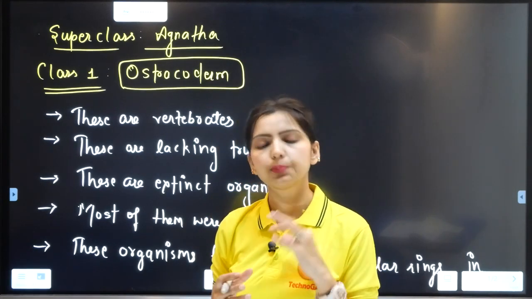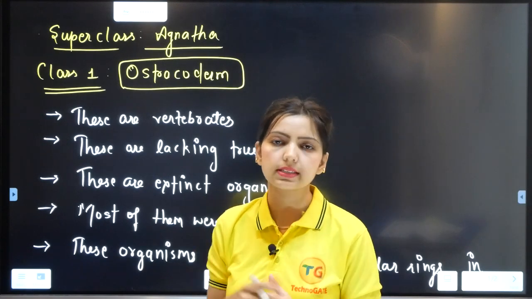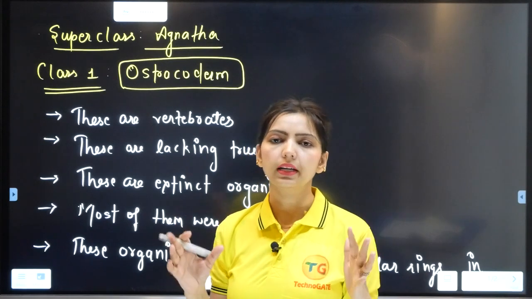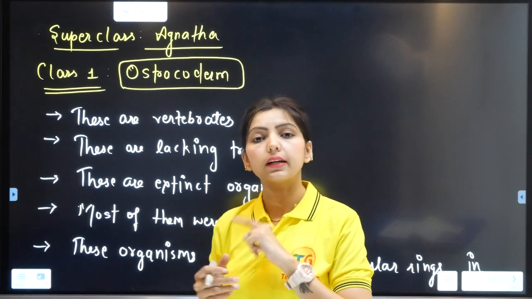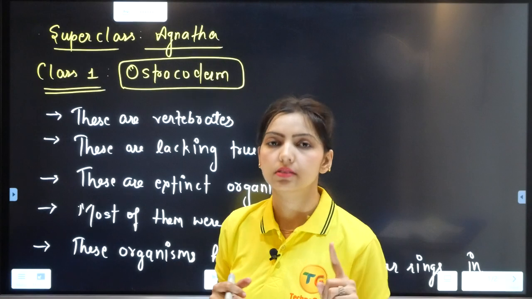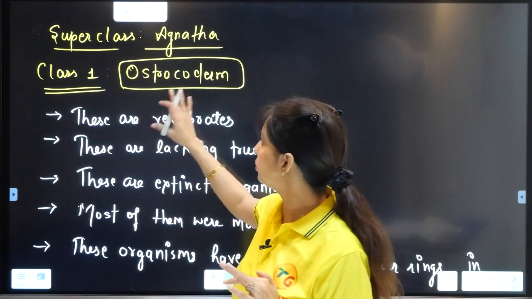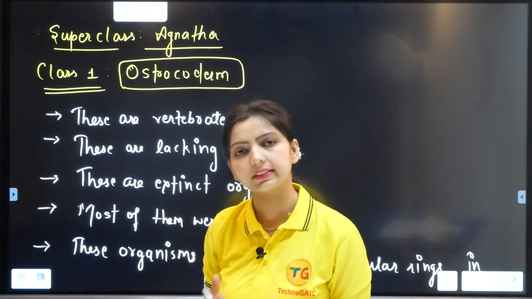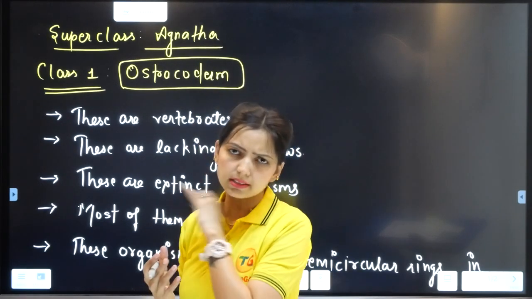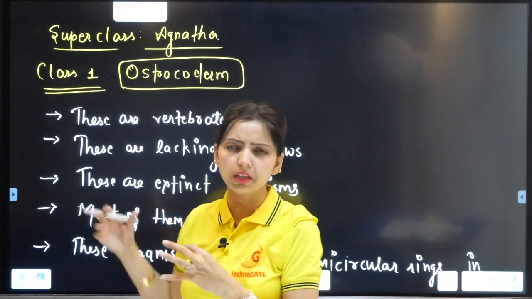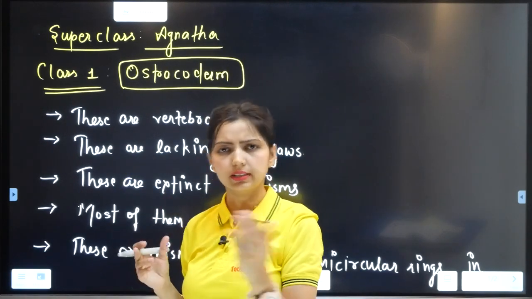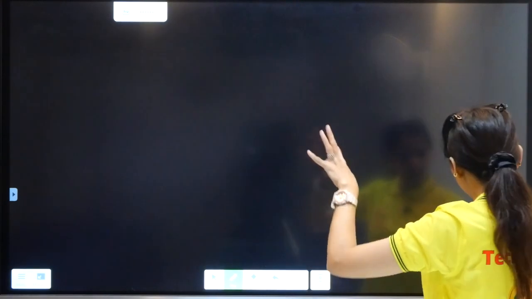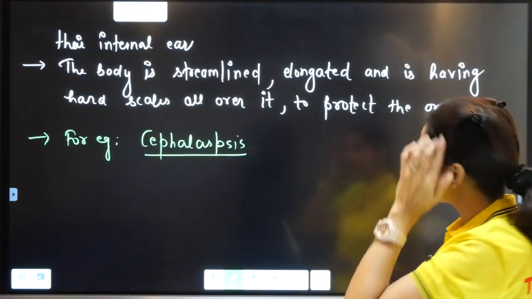But it is always better to cover the things which are there in the syllabus, whether they are going to be asked or not. You must have some clear idea in your mind that apart from cyclostomata, there was one more class, and that class was ostracoderm. Why is it not discussed in many books? Because they are extinct. A few books discuss them, and a few books don't count them. They just count one class, that is cyclostomata. But now you have the idea about both the classes.